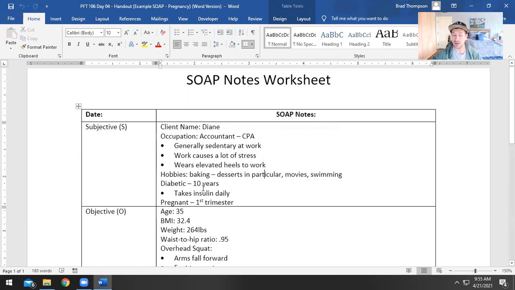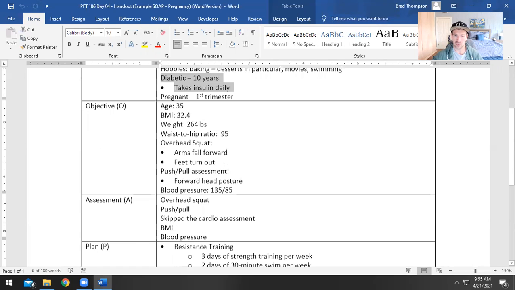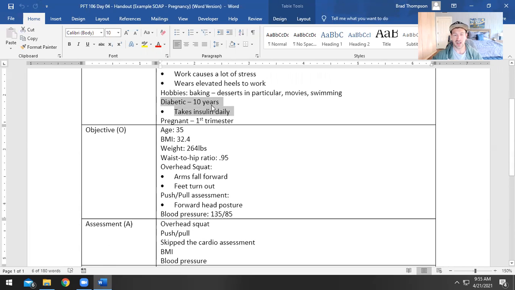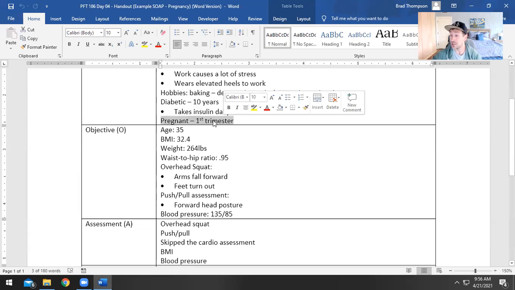She has been a diabetic for about 10 years, so definitely struggling with that. So she's taking insulin pretty much every single day. So that's one of our sort of short-term goals, right? Let's see if we can reduce that insulin intake and increase that insulin sensitivity. And other condition, quote unquote, she's in her first trimester.